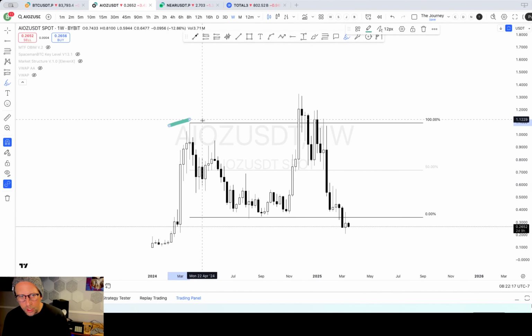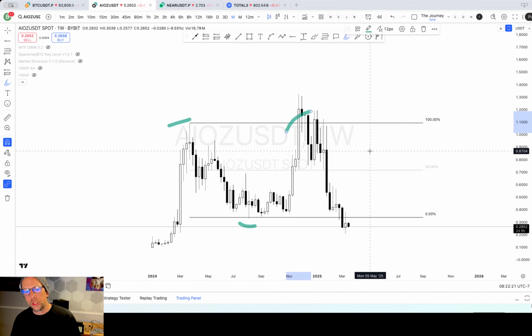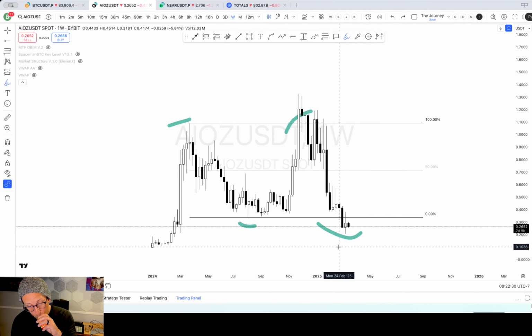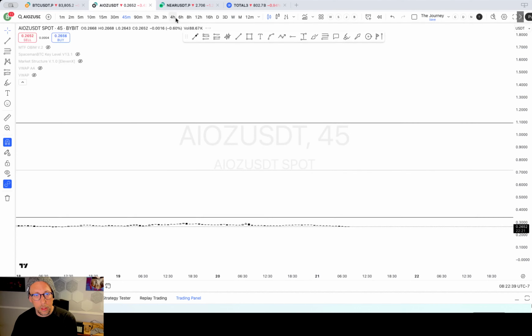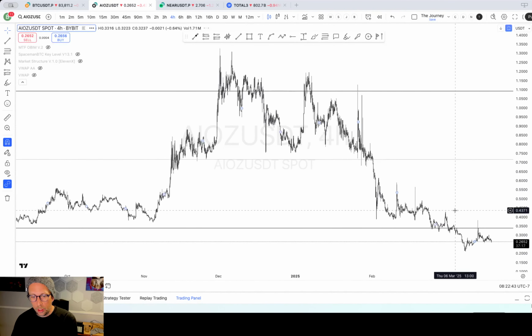You establish a swing high on the weekly time frame. You establish a swing low on the weekly time frame. You couldn't smash your swing high on the weekly time frame, and you turn around, you broke your low. I mean, that's absolute shit. That's just not good, man. That is just not good.